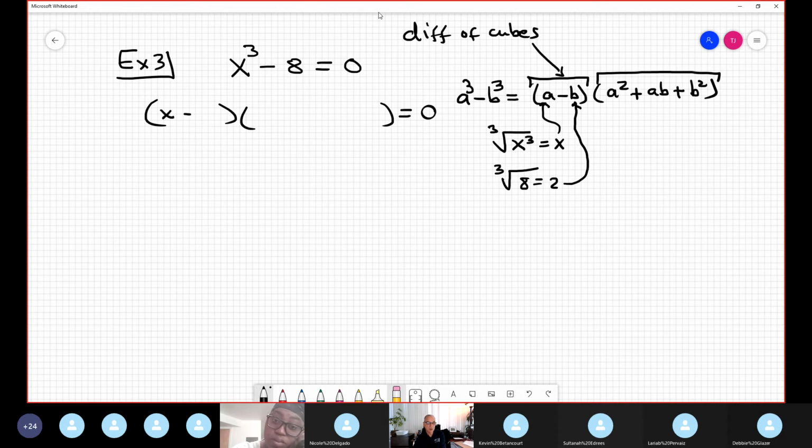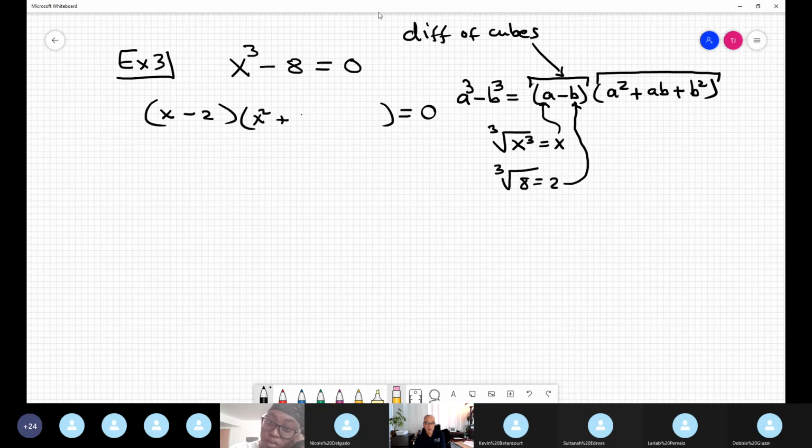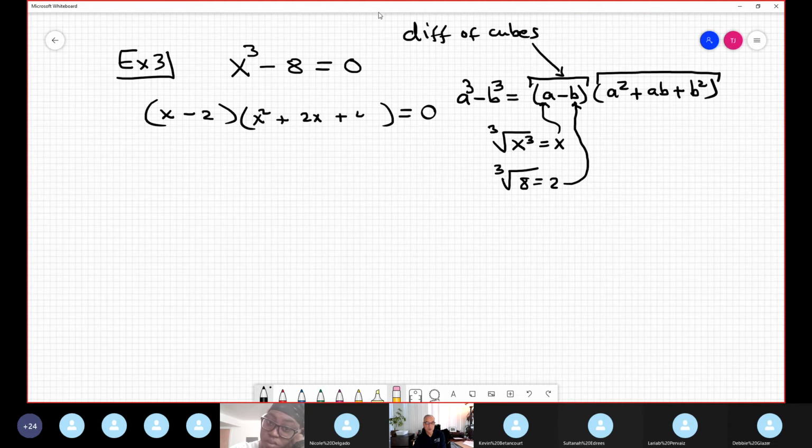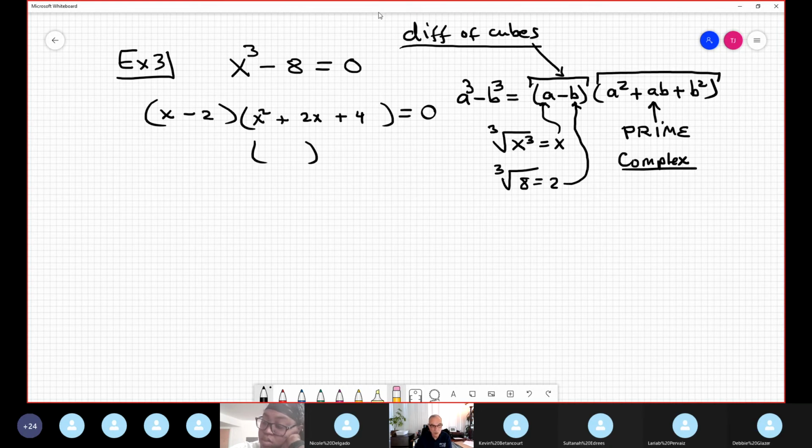So it's x minus 2. And this is x squared, because it's the first squared, a squared, plus the multiplication of both, 2x, plus the second squared, 2 squared, 4. This trinomial, as I explained when I covered the difference of cubes, is always prime. Always, I guarantee you 100%. And what is the reason it's prime? It's prime when the solutions are complex. So we cannot factor by hand here. Impossible. Why? Because it's complex.